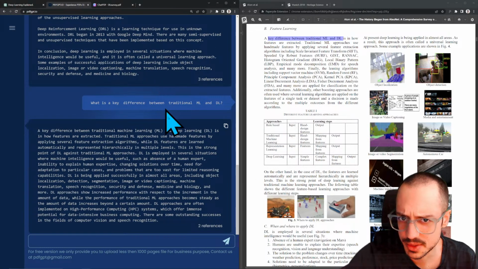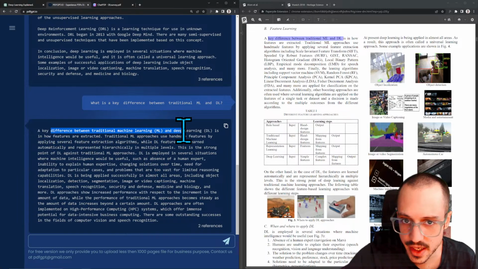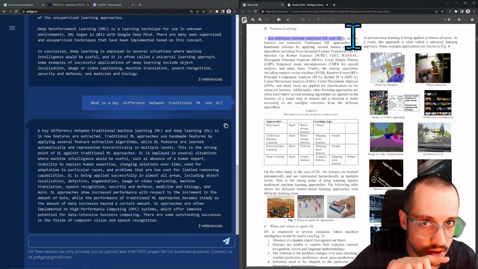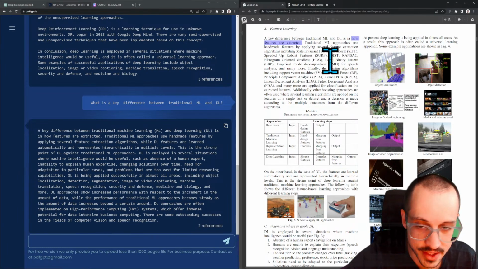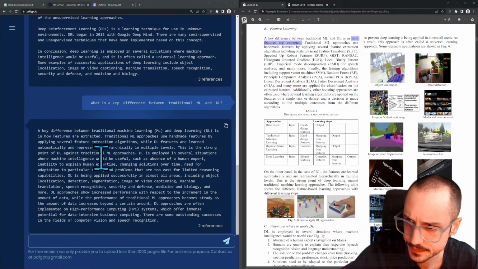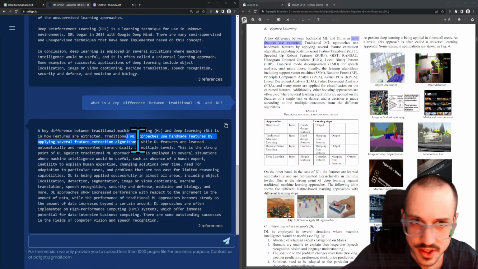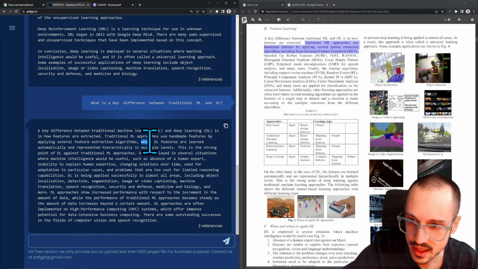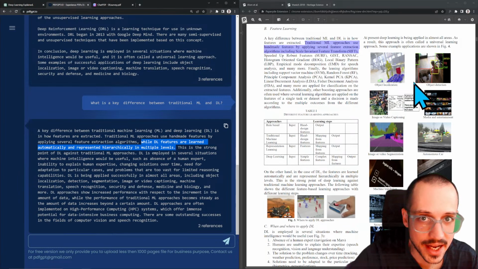Let's see what PDF-GPT said. A key difference between traditional machine learning and deep learning is how features are extracted. You see? Boom. How features are extracted. So it definitely is doing some kind of similarity search here. Traditional ML approaches use handmade features by applying several feature extraction algorithms. This is exact. Yeah, look at that. While DL features are learned automatically.